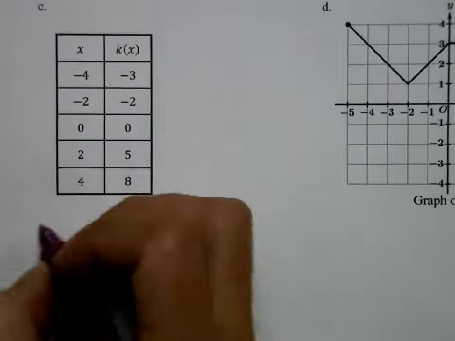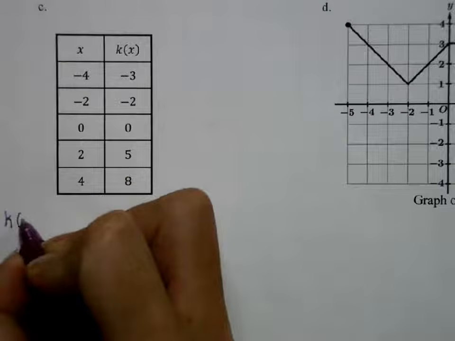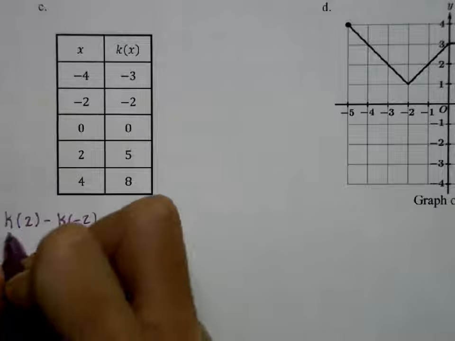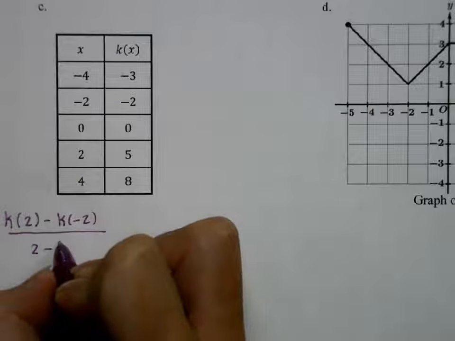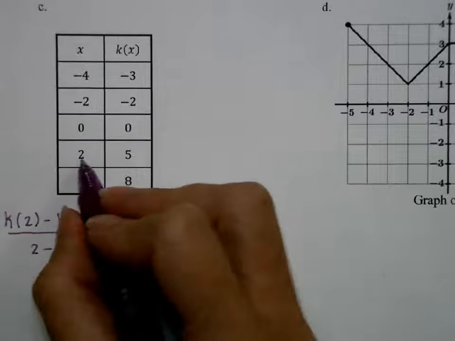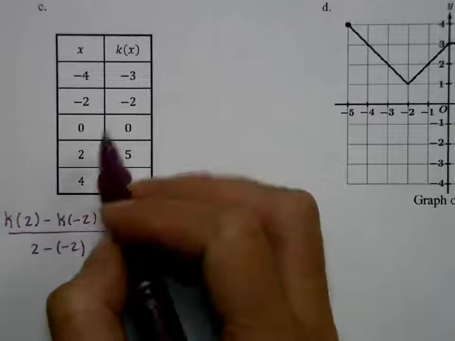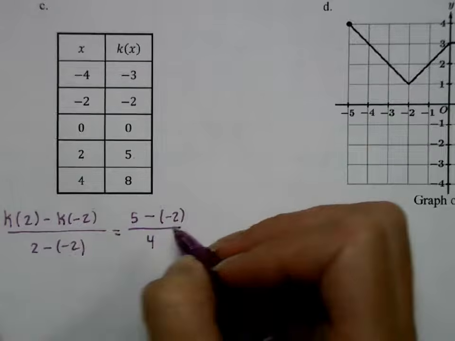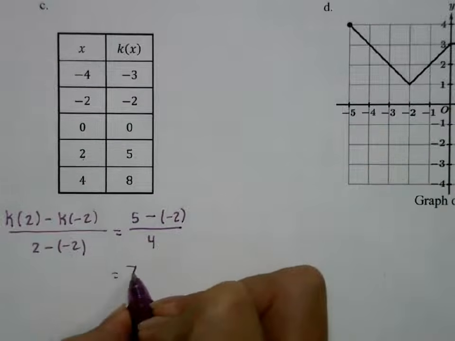We can get our values from a table. So I'm still going to start with my difference quotient. K of 2 minus K of negative 2 over 2 minus negative 2. From my table, K of 2 is 5. K of negative 2 is negative 2. So it's 7/4.